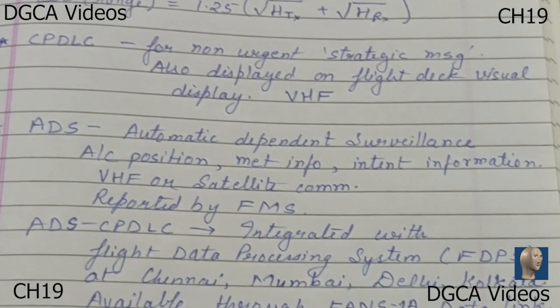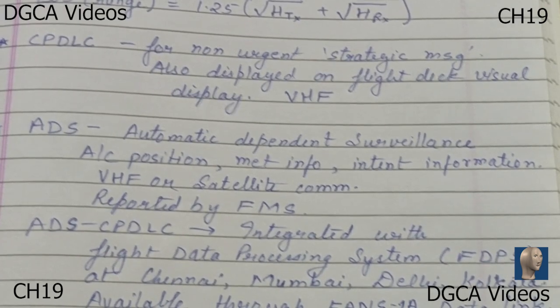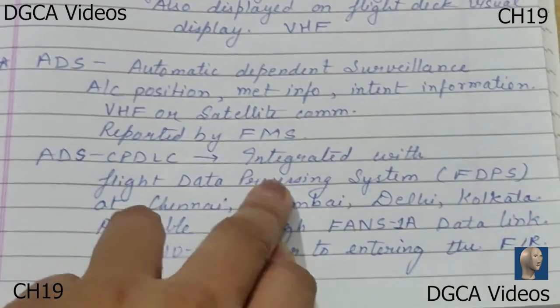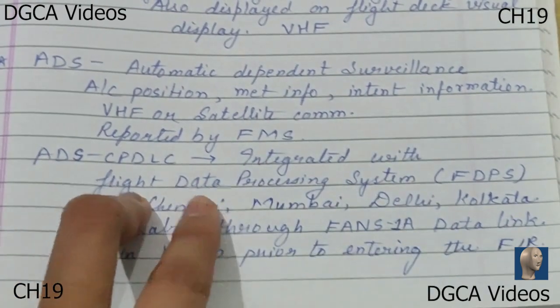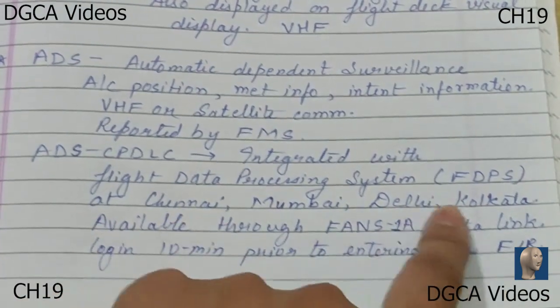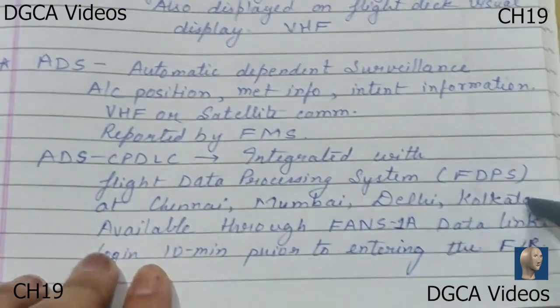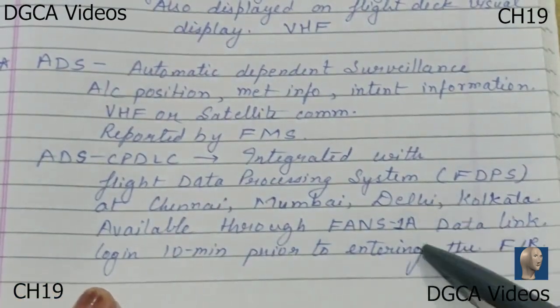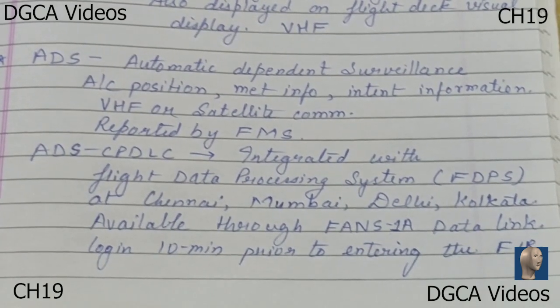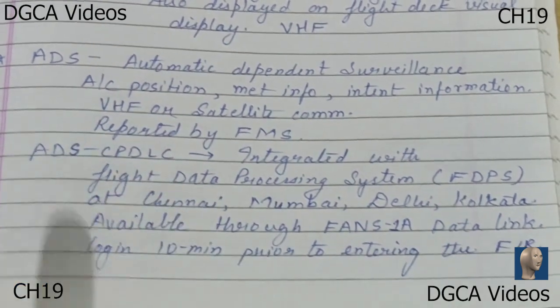FMS is the aircraft flight management system. ADS and CPDLC are integrated with the Flight Data Processing System, FDPS, at Chennai, Mumbai, Delhi, Kolkata. So they are done in only these 4 stations, available through the FANS 1A data link. If an aircraft wants this facility, then they have to log in 10 minutes prior to entering the FIR, which will provide this information with CPDLC or ADS.